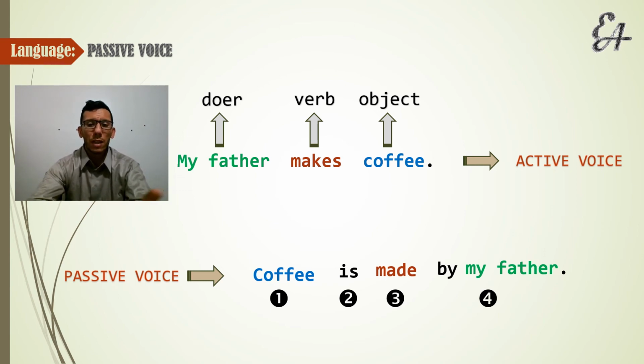Of course you have two kinds of verbs, regular and irregular. Plus number 4, by my father. By is a preposition, and my father becomes the agent.